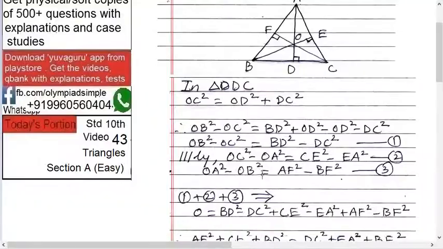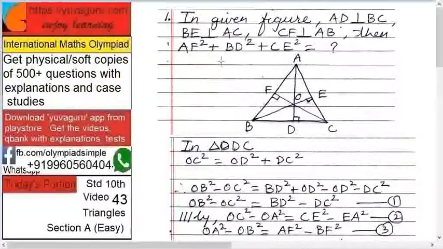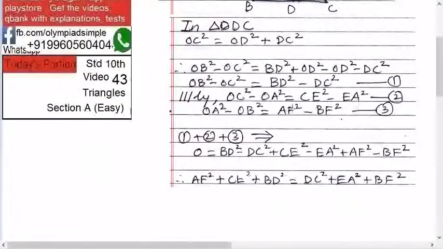Why did we get these equations 1, 2, 3? Because what we want is this, right? So these AF, CE all are on one side then. Do 1 plus 2 plus 3. Therefore, all the left hand side gets cancelled. OB square cancels, OC square and OA square. Therefore 0 equals BD square minus DC square plus CE square.